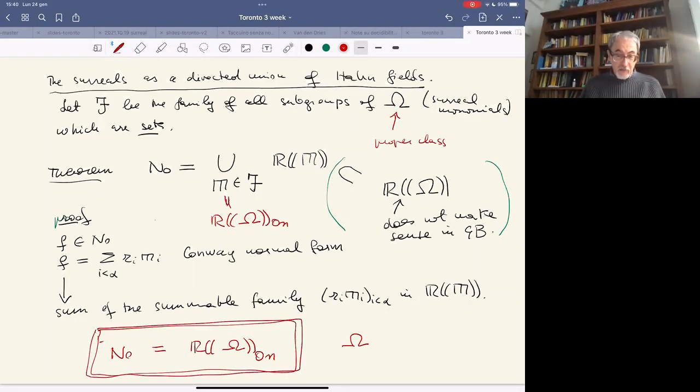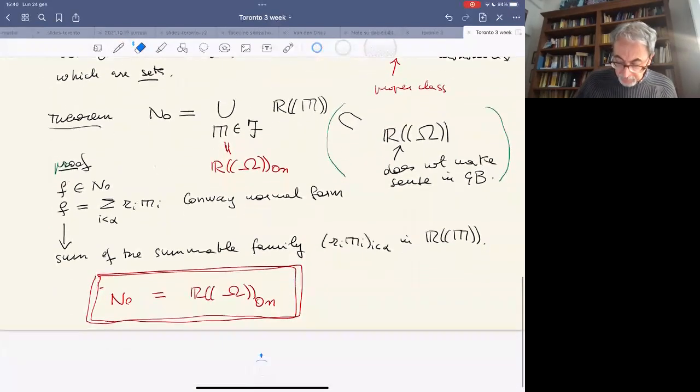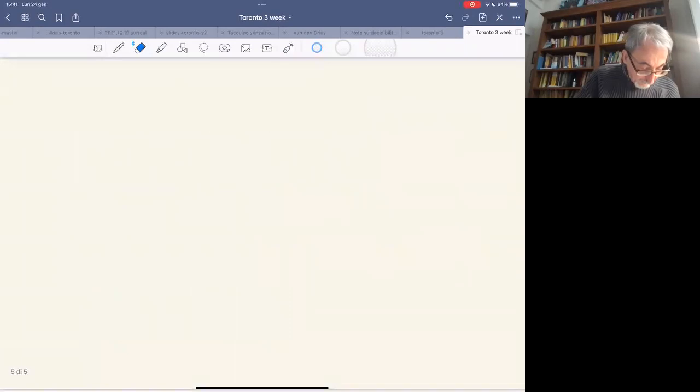It's not a definition, however. There are many fields whose additive group is isomorphic to the value group of the field. The surreals are one of them. Okay, so this is the situation. Now that we have this high level representation, we can start doing some interesting computation.